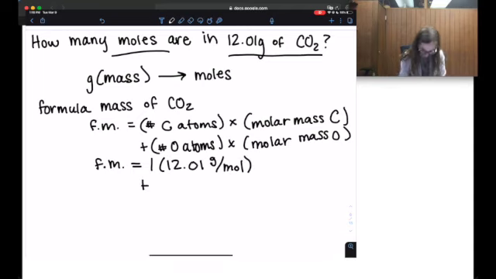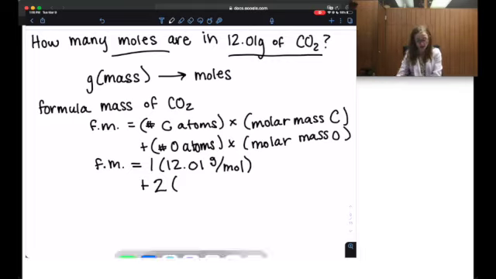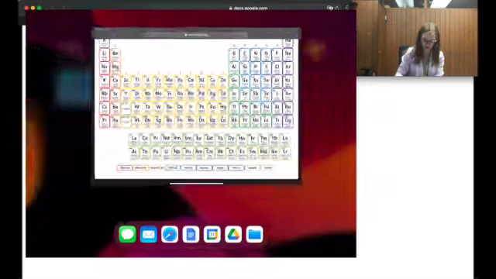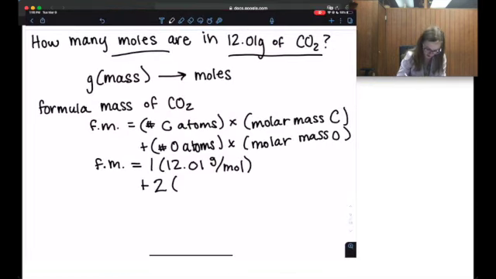And to that, I am going to add oxygen. So if I'm looking at the chemical formula carbon dioxide, well, it has 2 oxygen atoms. So I have 2 oxygen atoms times the molar mass of oxygen, which again, I can get from the periodic table. So oxygen is number 8 in that first row, and its molar mass is 16.00 grams per mole. So this is 2 times 16.00 grams for every 1 mole.